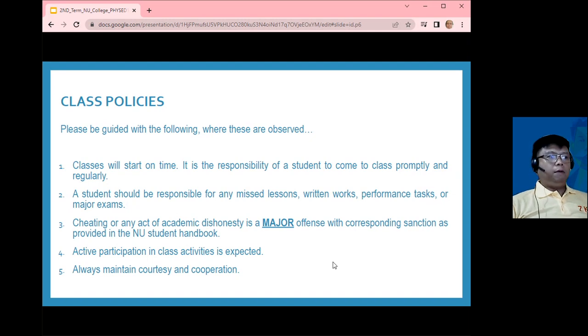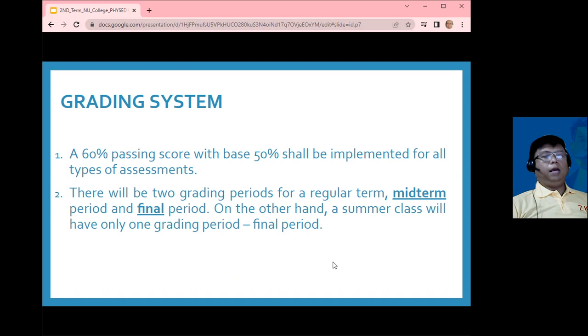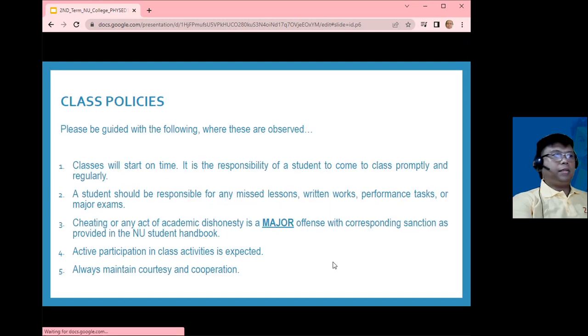Okay, now class participation in class activities are expected. Even if there are recorded activities, you should be able to participate, especially if it's going to be a group activity. And always maintain courtesy and cooperation during our classes. Okay, so mainly that is going to be our class policies.